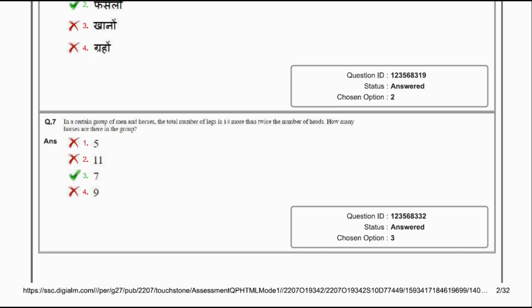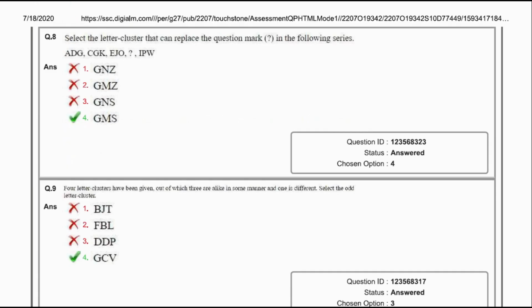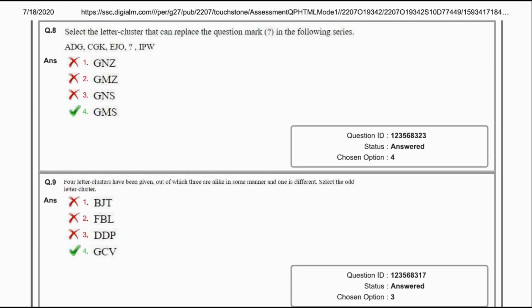Move to question number 8. Select the letter cluster that can replace the question mark in the following series: ADJ, CJQ, EJO, ?, IPW. You notice one thing: there is a sequence of two characters left out at every certain character. So A, D, J. Move to A, C, E, the very first characters of the terms given.